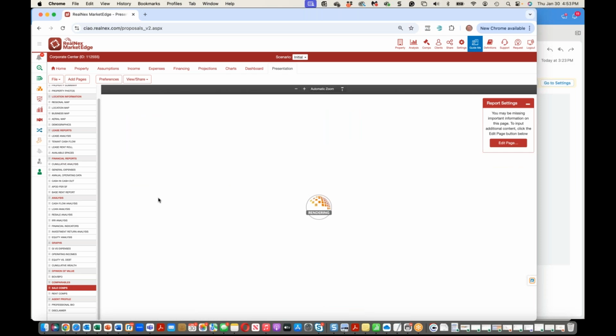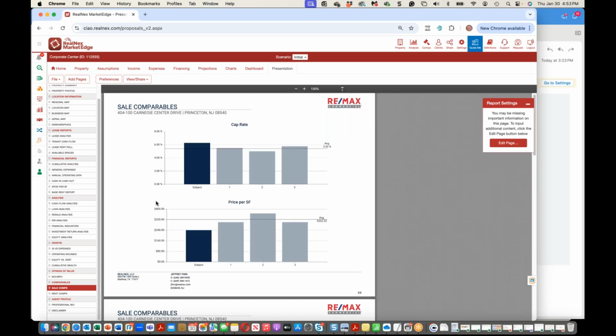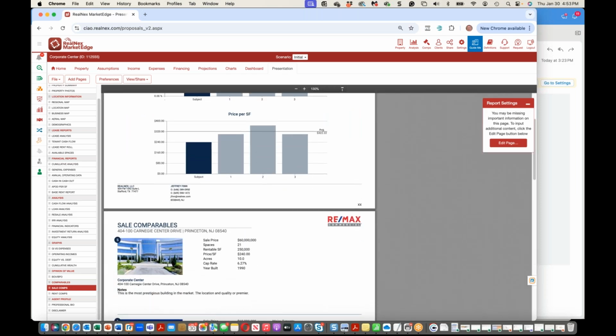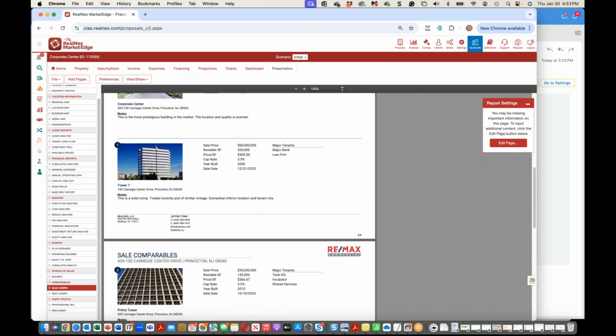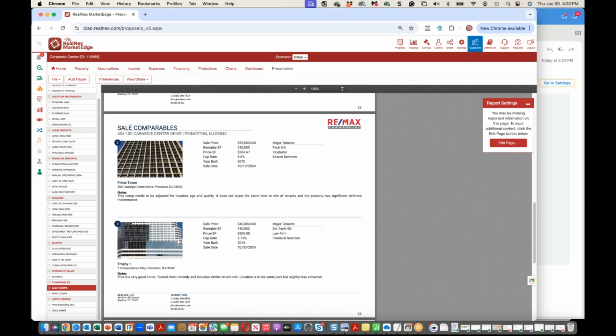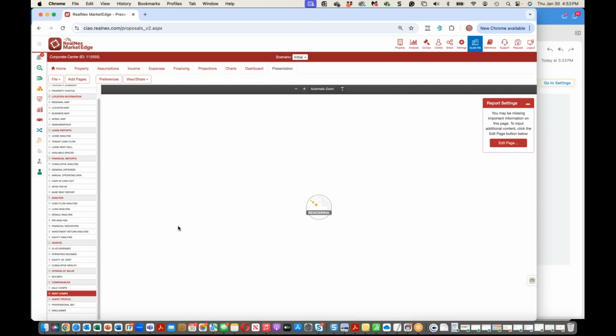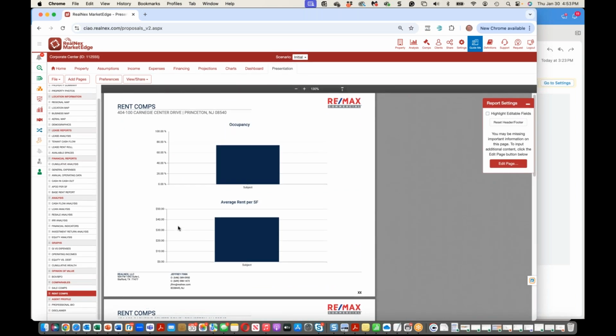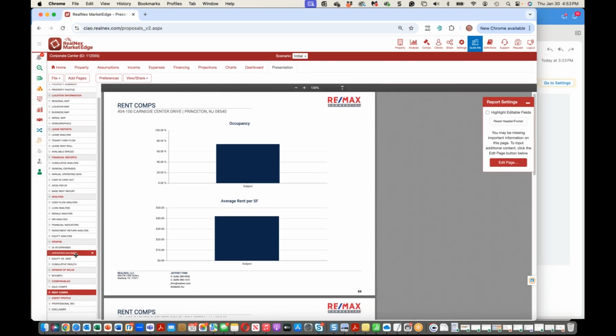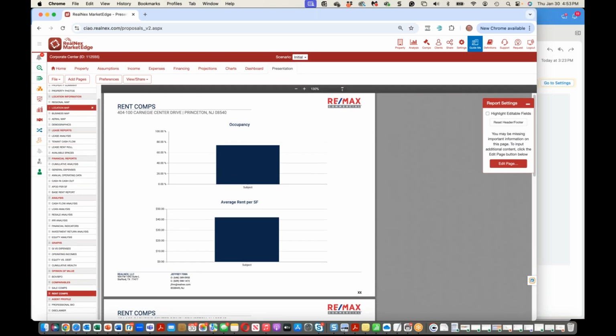We bring together the comps, and again, this just supports your data and the assumptions that you made. Here's why I think the cap rate should be what it is because of these other comps in the market. Here's why I think rent should be what it is because of the other availabilities or deals done in the market.